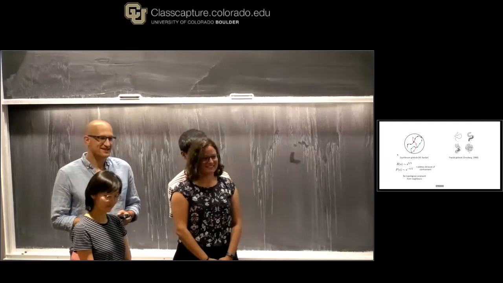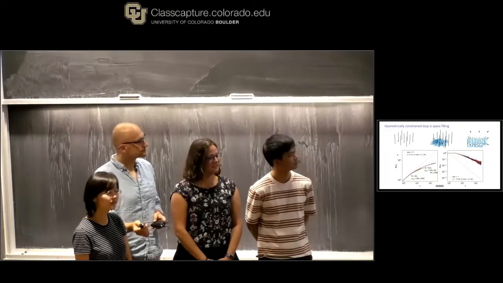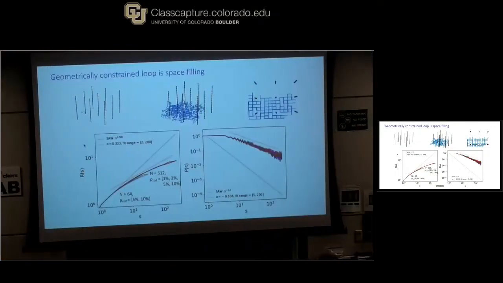Could you go back to your last result? Yeah. For R of S, I'm not sure whether that's actually a power law. It looks very curvy to me. Could you justify it? Yeah, I agree. We probably need much longer lengths to see what happens. Also, the geometry probably affects it. So we just need to do more work and then see what happens.